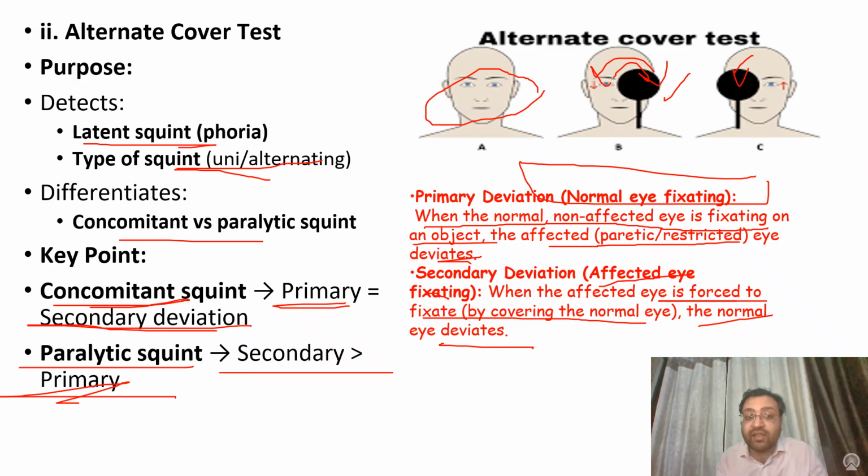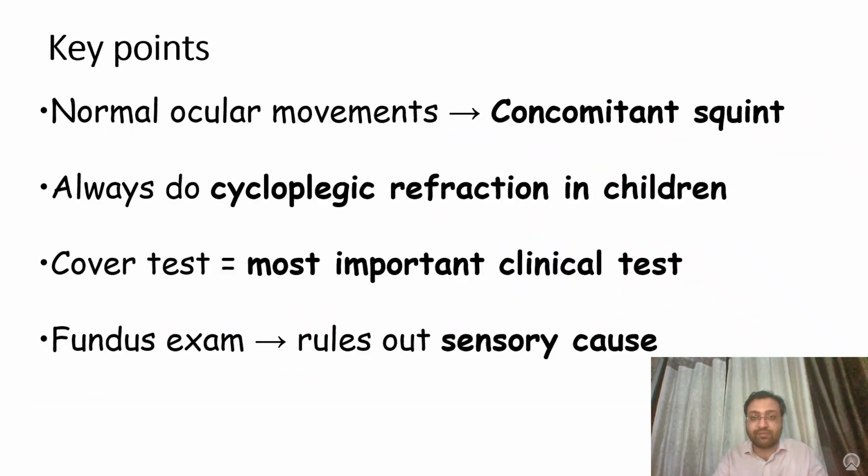So that is why in paralytic squints, the secondary deviation is more than the primary deviation, and in case of concomitant squint, primary deviation is equal to the secondary deviation. This is the very differentiating point between these two squints on the alternate cover test. So what are the key points? Normal ocular movements are seen in concomitant squint.